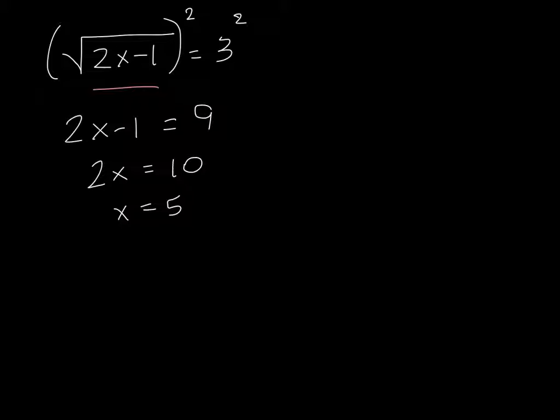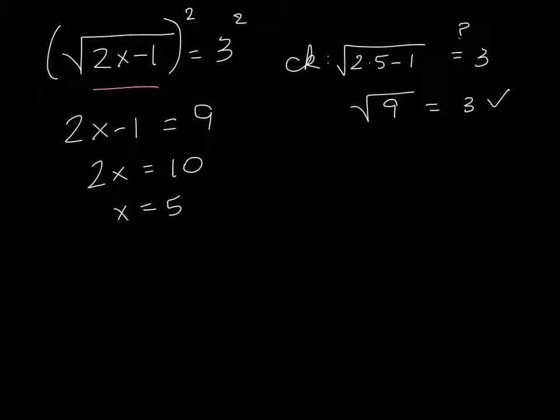Now one thing that you have to be careful about when you're checking your work is that the x value that you get does not make the area under your square root negative. It is necessary to check, because sometimes you will get no solution when you're solving one of these problems. So I'm going to put this back in my original problem before I squared it. Is the square root of 2 times 5 minus 1 equal to 3? 2 times 5 minus 1 is 9, and the square root of 9 is 3. So that is how we solve this problem.